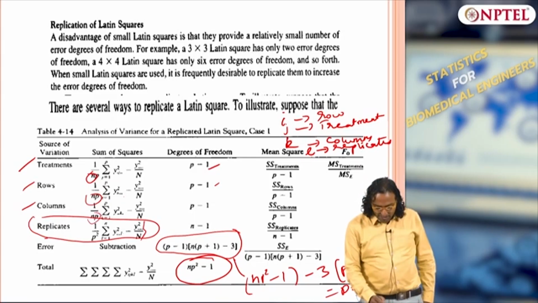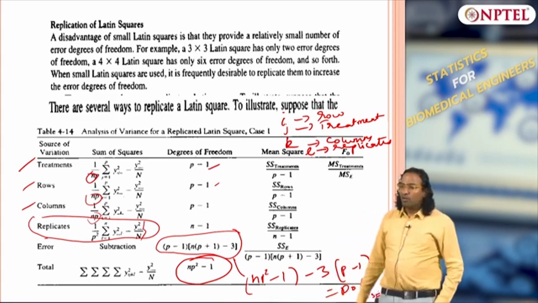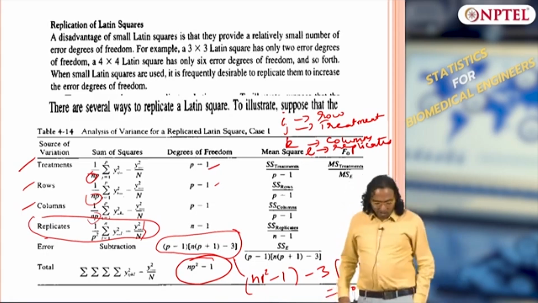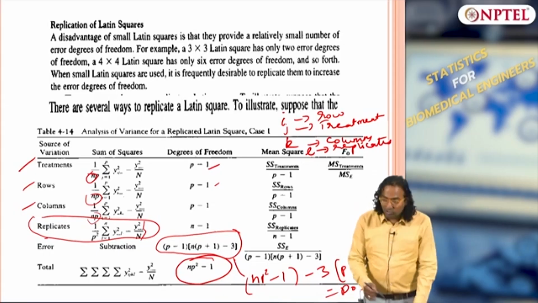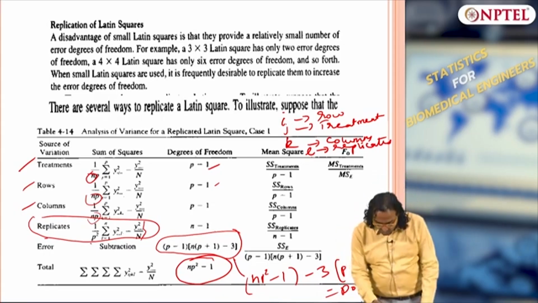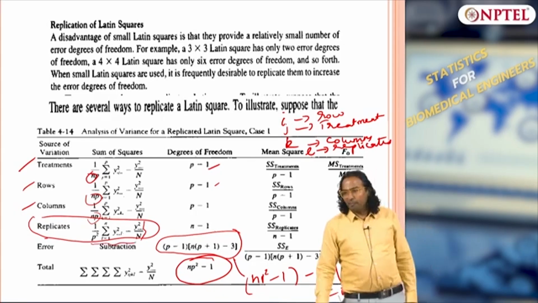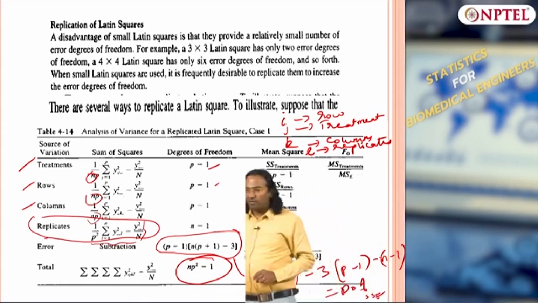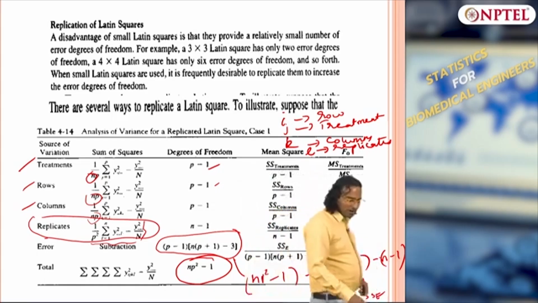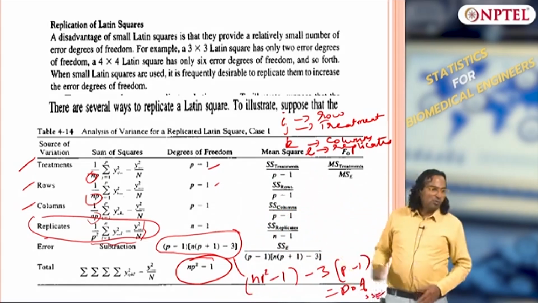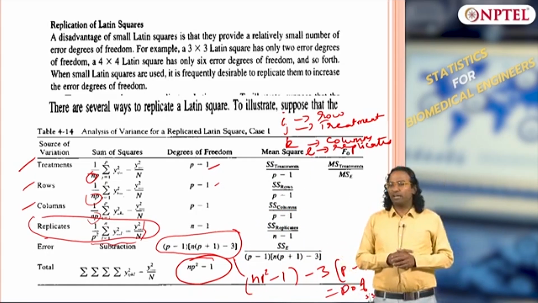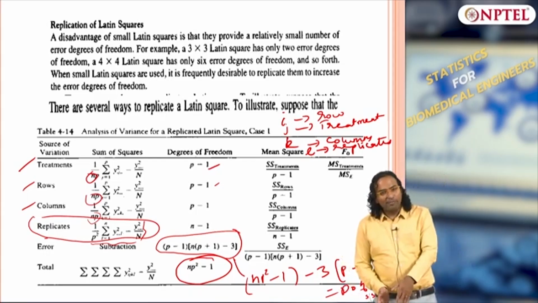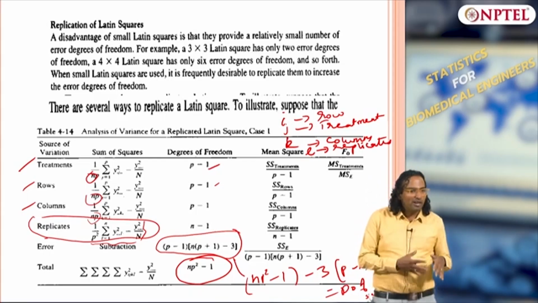This is standard for treatment, rows and columns. For replicates there is only 1 over p squared, so for replicates alone the formula will vary. Why? Because the number of data points in a replicate is only p squared. So you have 1 over p squared times the sum of y squared minus y grand sum squared divided by n. If you look at this formula, it is exactly the same as in your ANOVA and RCBD.